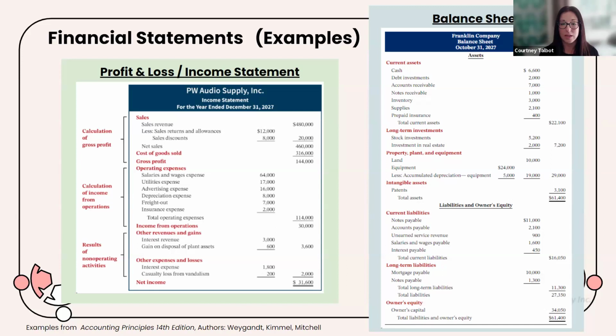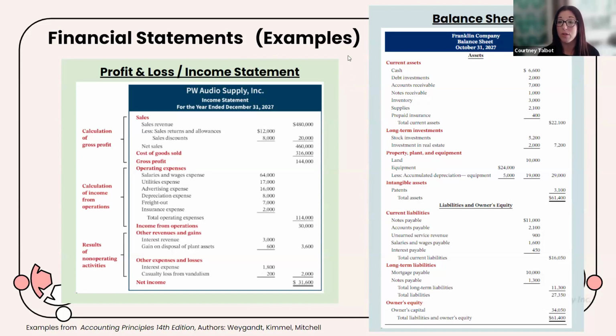Again, these might be things that are not occurring all the time. For example, they have casualty loss from vandalism. That's not something they're accounting for all the time in their operating expenses, so it goes down towards the bottom as other expenses. And then we see a net income, which is just our revenues minus all of our expenses. That could also be a loss if our expenses are more than our revenue. Again, this is not what every company's income statement will look like, but it's a good example of one.